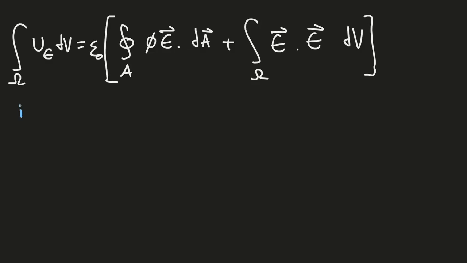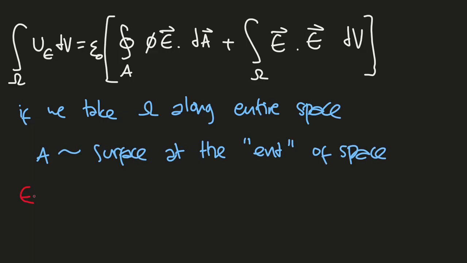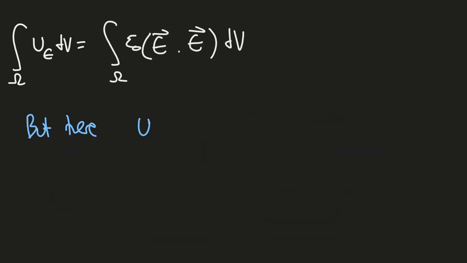Here's the crucial part. If we take omega along the entire space, then surface S here is the surface at the end of space. So by energy conservation, no energy goes out. To guarantee that, we take the closed surface integral here equal to 0, which maintains the consistency of no energy going out. But here, U_E needs to be redefined as double U_E.